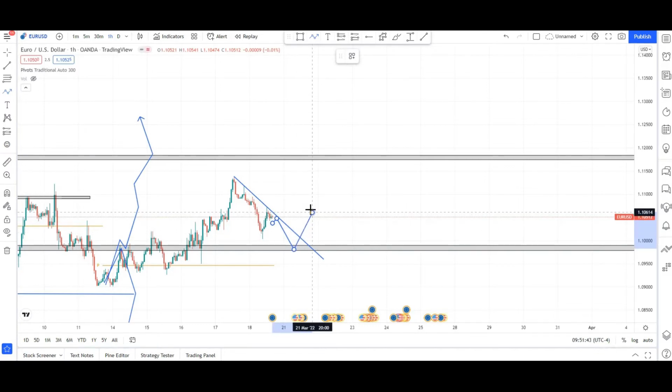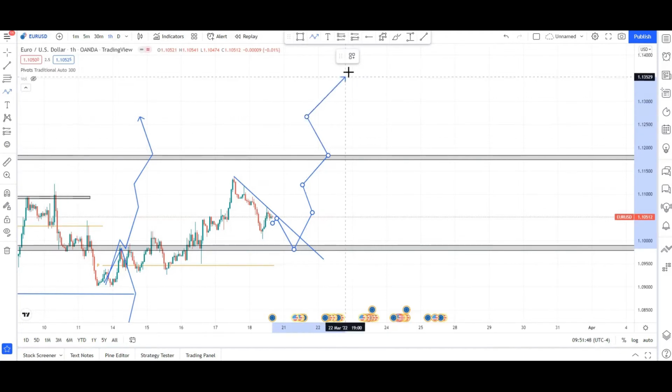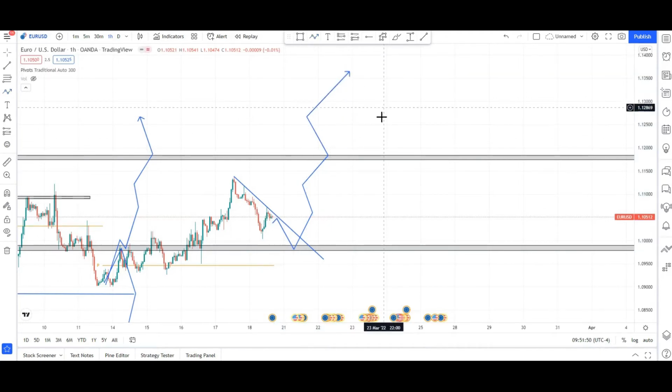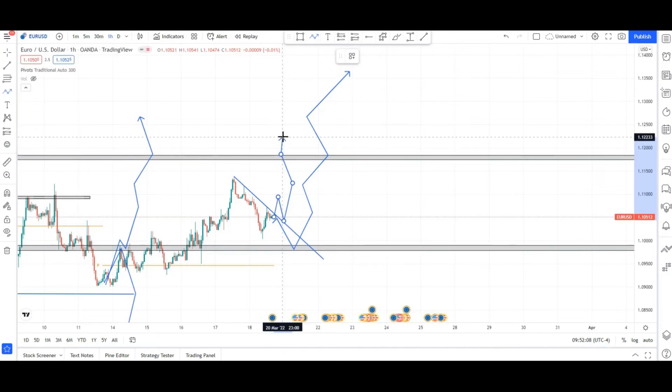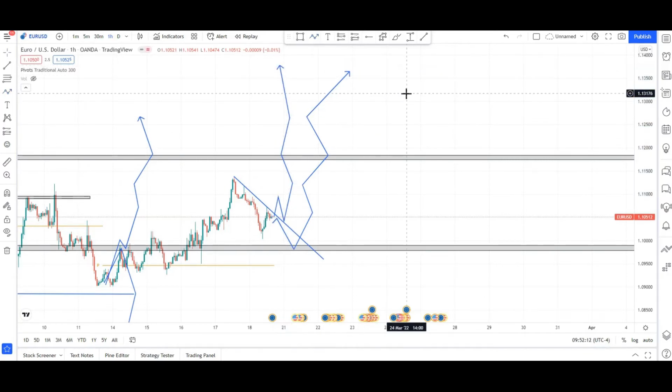Our first target will be somewhere here, then second target, third target, fourth target and fifth target. These are the five targets. And one thing I will tell you: if it breaks on the 20th only, and you can see that it takes support on this trend line, then you can go for your first target, second, third, as we have discussed. So you can go for that.